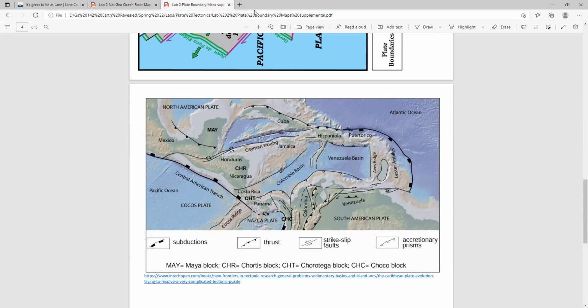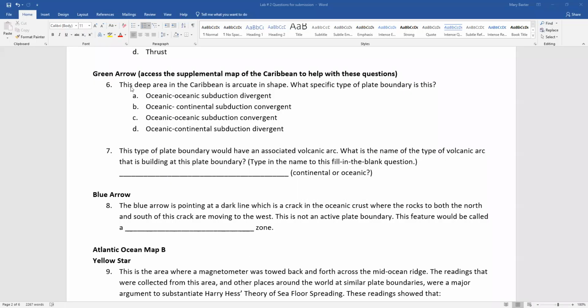So what was our questions then saying? What kind of crust is to each side and what's going on? It's definitely a subduction zone. So is there a continent on one side and the ocean on the other? Are they both oceanic? And then which one of these is true?